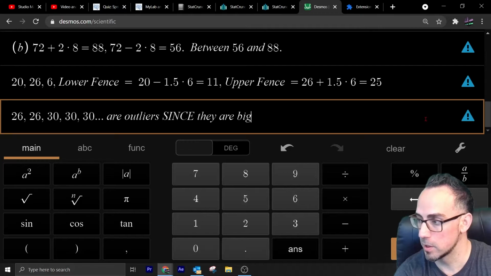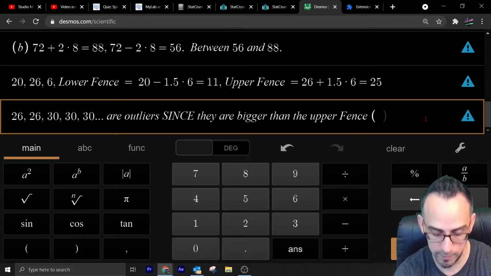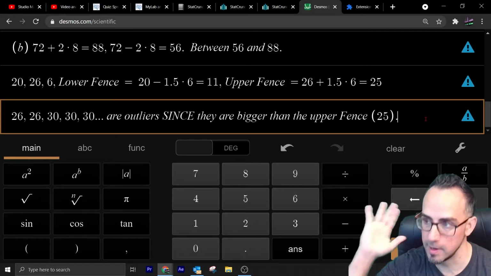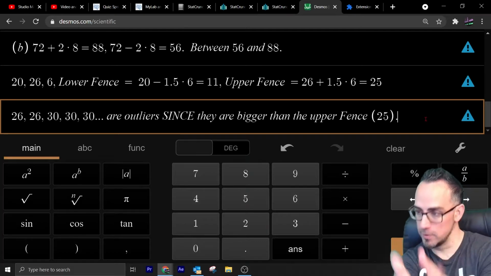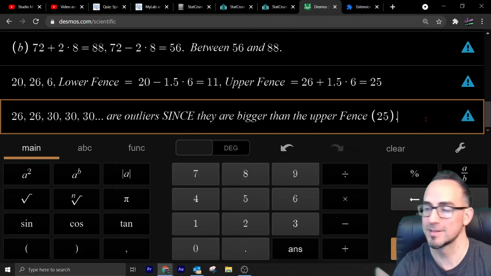they are bigger than the upper fence. They're bigger than the upper fence, which is 25. So you can show your work like that. You can list all of the outliers and say all of those are outliers since they are bigger than the upper fence. And that's how you show your work on that one.